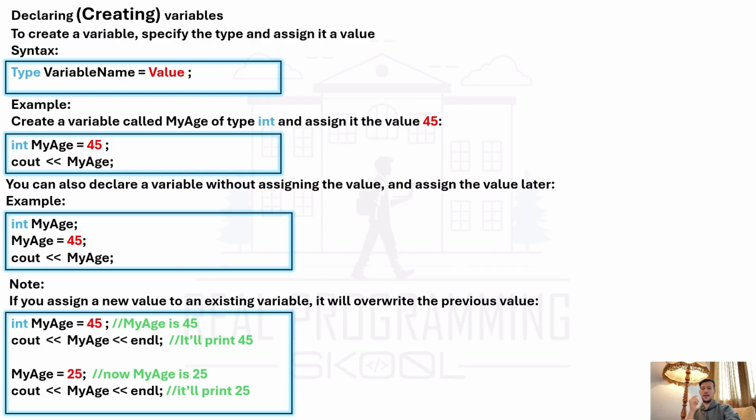So if you assign a new value to an existing variable, it will override the previous value. All right, put it in your brain.